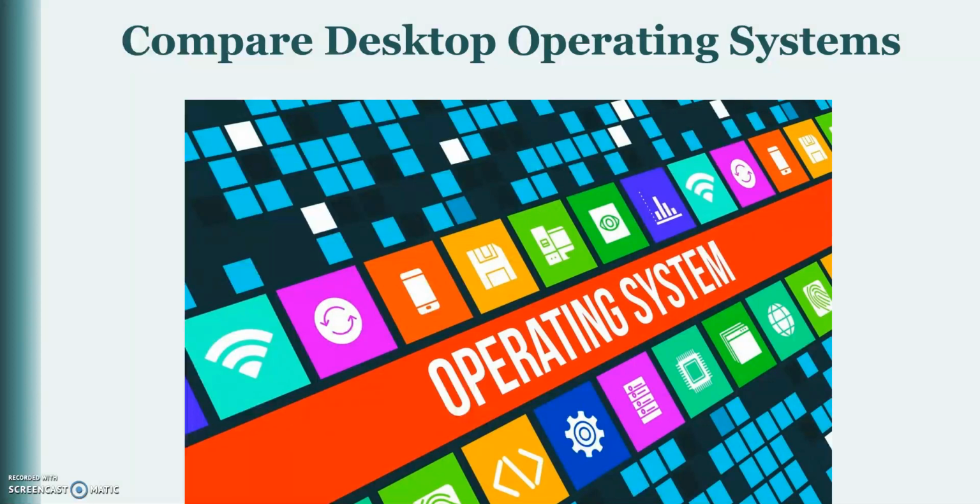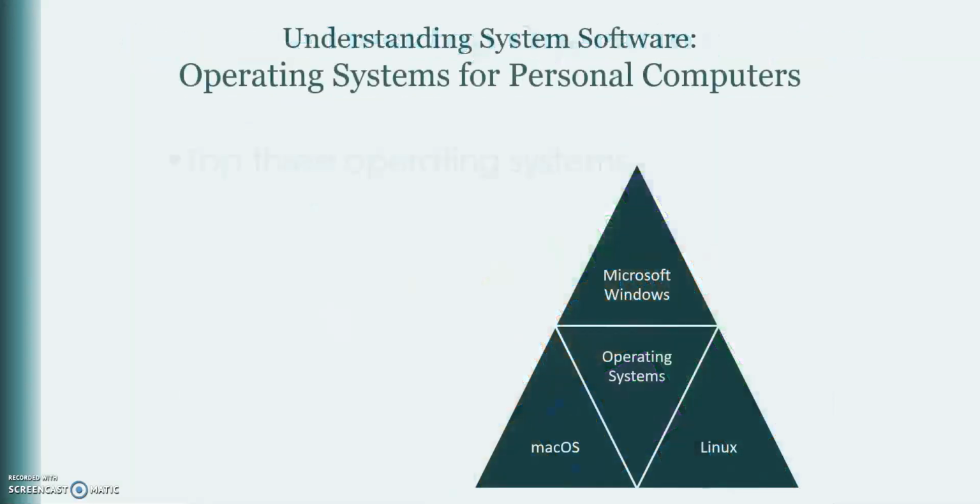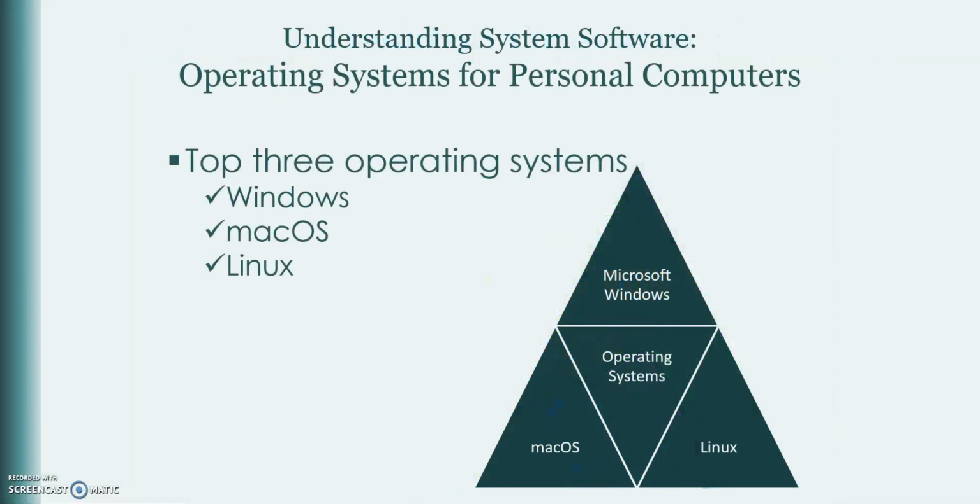All right, so let's look at some different operating systems. Microsoft Windows, Mac OS, and Linux are the top 3 operating systems for personal computers. So although they share similar features, each one is unique. Microsoft Windows is an operating environment that incorporates a user-friendly visual interface like the one that was first introduced with Apple's operating system.